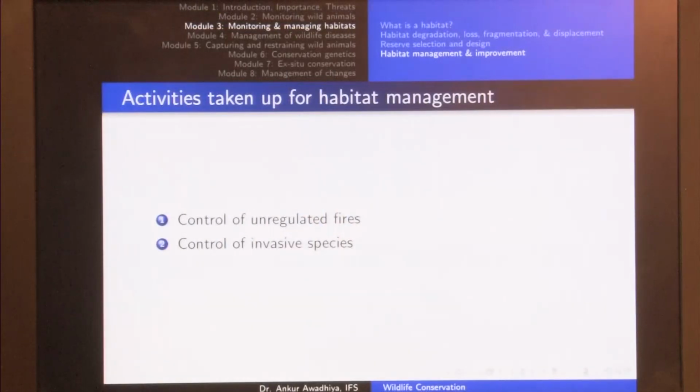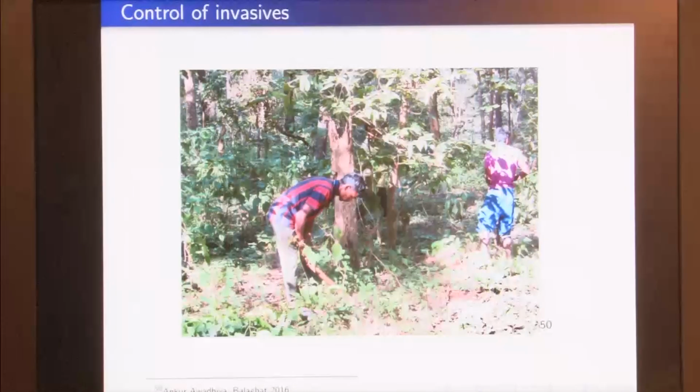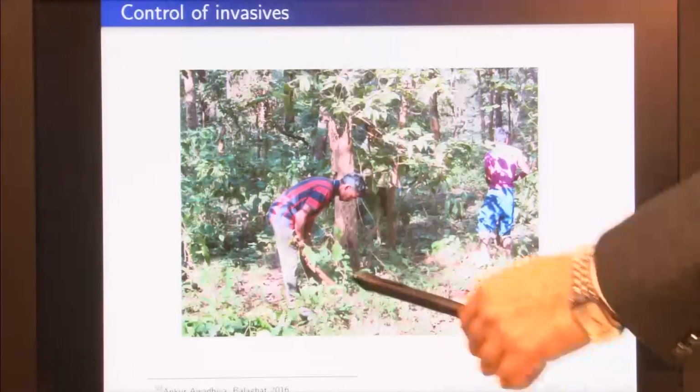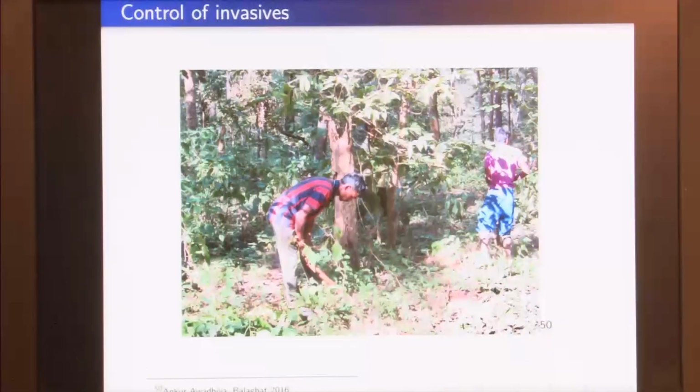Other activities include control of invasive species, which is mostly done manually. In this picture we can see that these villagers are being employed to remove these weeds from the forest areas. Weeds or the invasive species that are degrading our habitat can be manually uprooted.